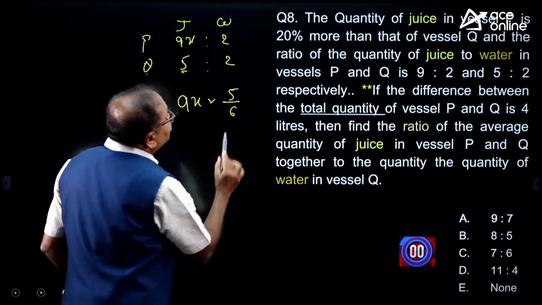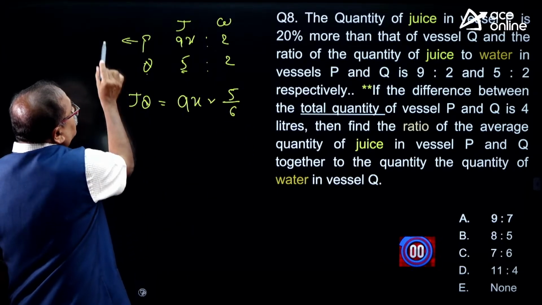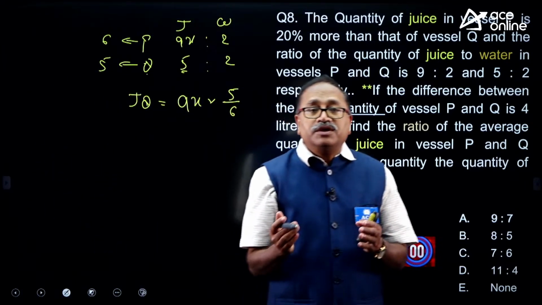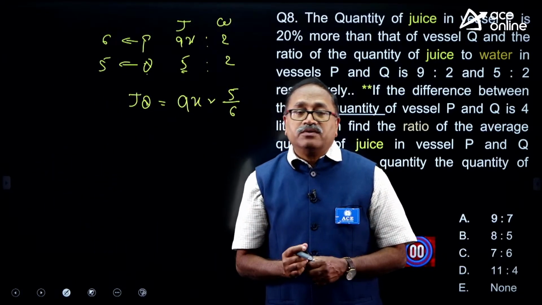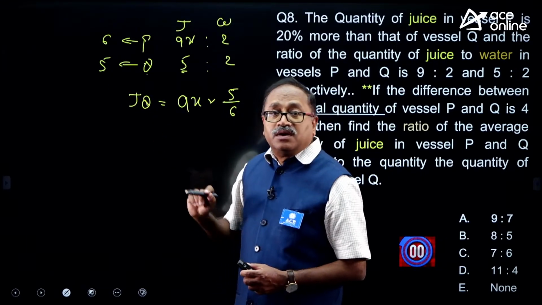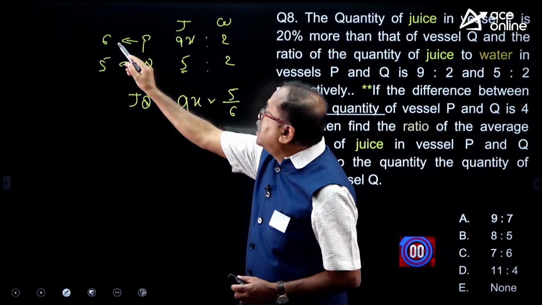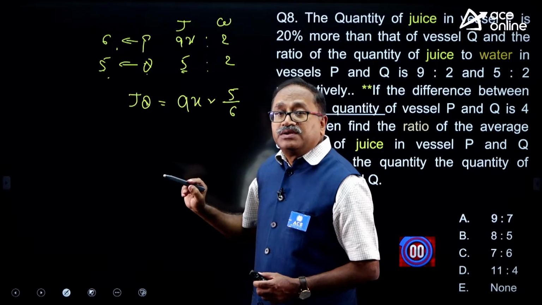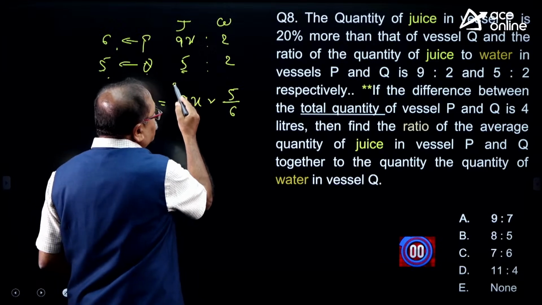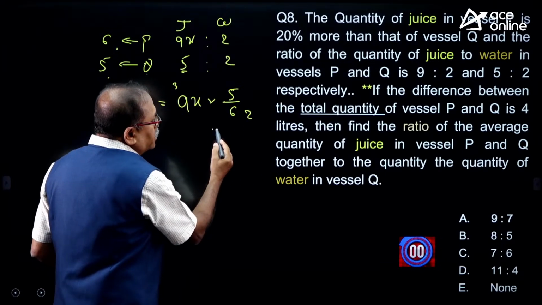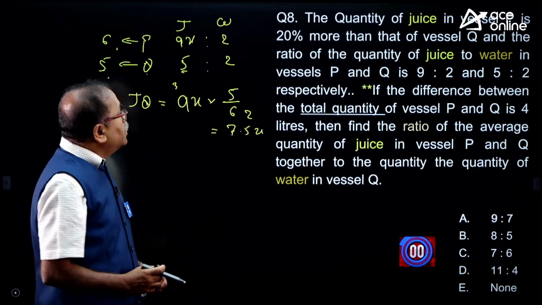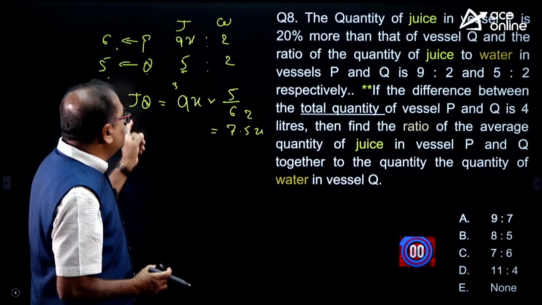What is this 5 by 6? Here it is a 6 part and here it is 5 part, because the quantity of P is 20% more than the quantity of Q. So the ratio is 6 is to 5. So I know 6 parts, I need the 5 parts. So let's cancel this one with 3 times over here, with 3 2 times over here, I am getting 7.5x. This 7.5x is the juice of Q.